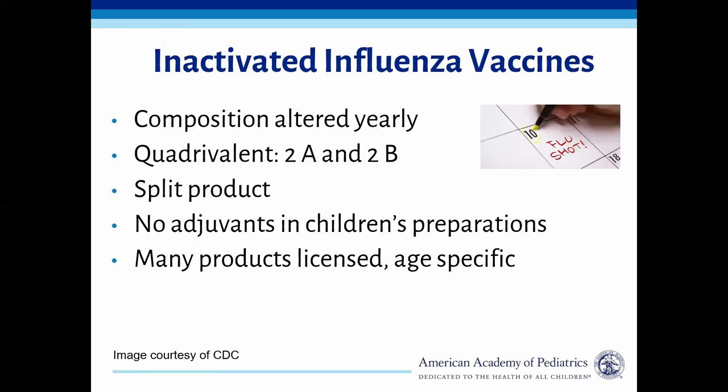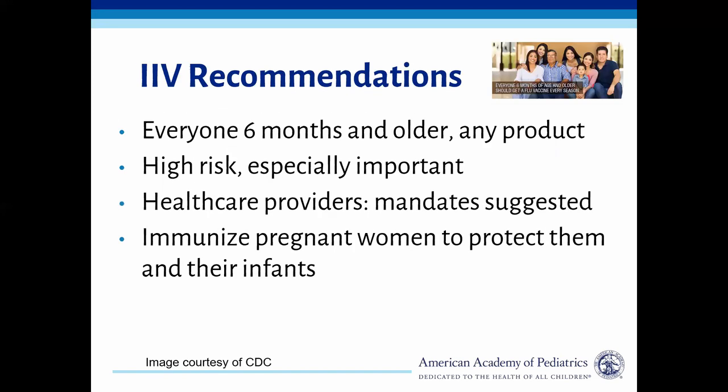There are several inactivated influenza vaccines. Each year, the composition is altered. And this year, for children, it's all quadrivalent. So 2 A strains and 2 B strains. Both A strains are new, and one of the B strains is new. It's a split product, so that it has less side effects. There are no adjuvants in children's preparations. So there's no aluminum hydroxide in any of the children's preparations. There are many licensed. They're all age specific. So you just have to use what's appropriate for the child that you're immunizing or the adult you're immunizing.